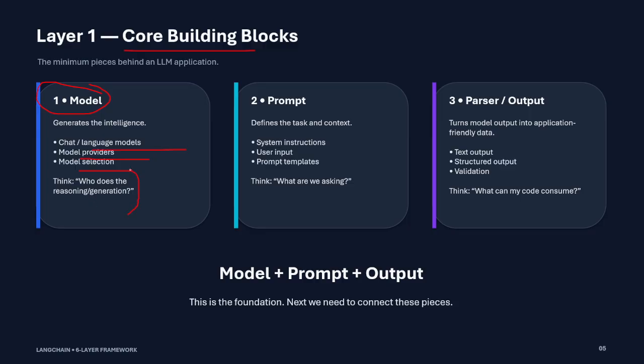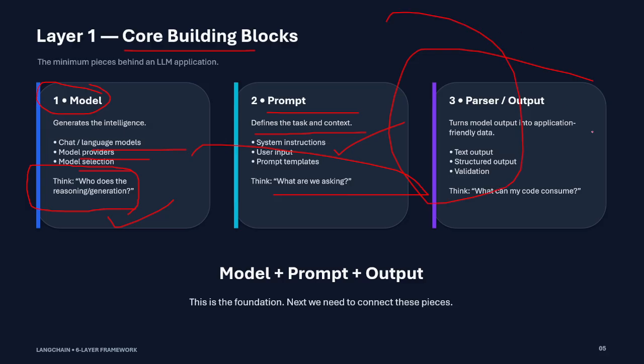So basically, we can think about who is doing the reasoning and generating the response. We can consider this one like this. Then after, go for the prompt, where we are just defining the task and context, what we have to achieve, what our goals are, and how to achieve that. Here we are deciding that, giving the system instructions, user inputs, prompt templates, everything we are doing here, right?